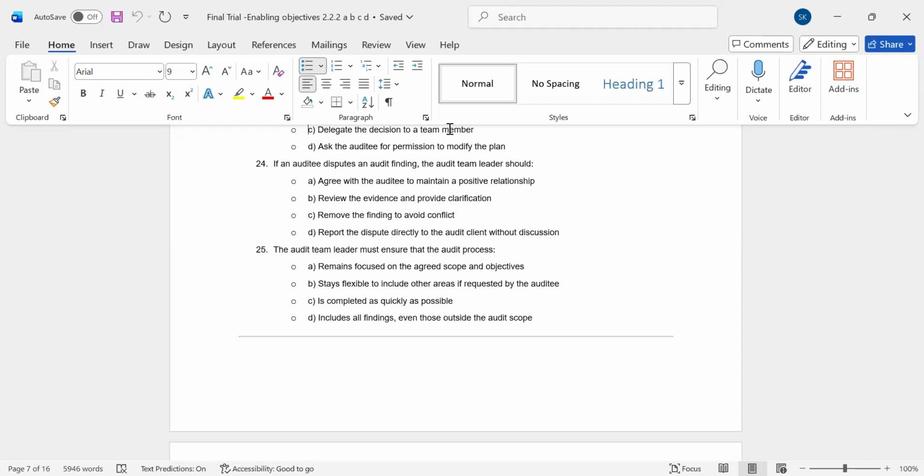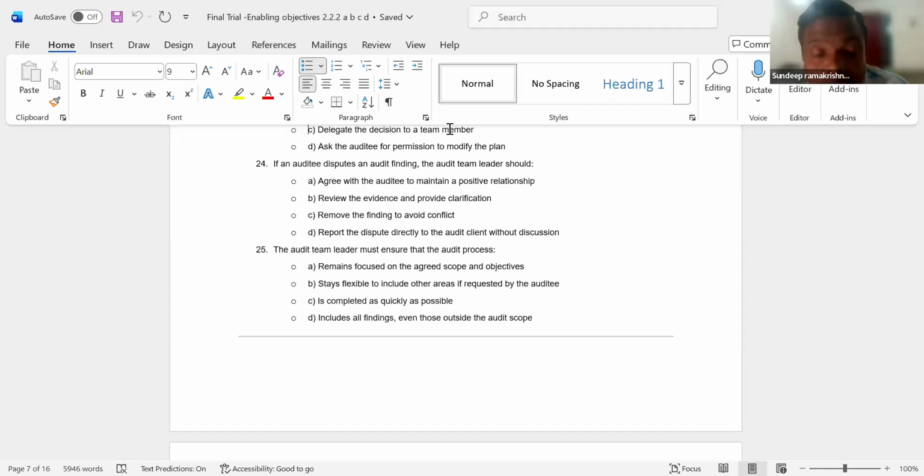The audit team leader must ensure that the audit process: A. Remains focused on the agreed scope and objectives. B. Stays flexible to include other areas if requested by the auditee. C. Is completed as quickly as possible. D. Includes all findings, even those outside the audit scope. A, sir, remains focused on the agreed scope and objectives. Right.